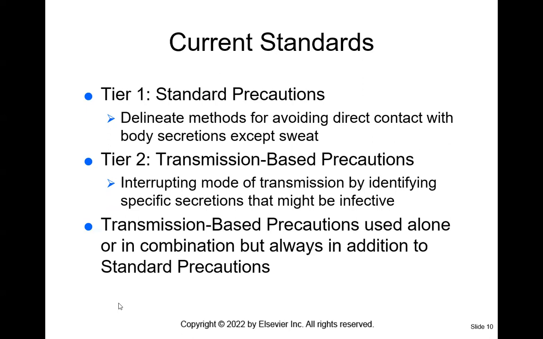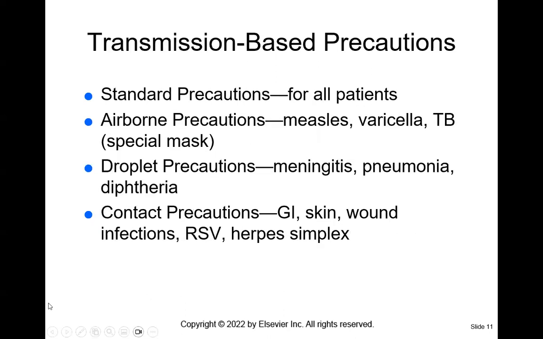Tier two, we are talking about transmission-based precautions. So we're going to break that chain or that cycle of infection by identifying specific secretions that might be infective. So if my patient has a wound on his leg that has MRSA, I'm going to implement contact precautions, specifically contact with that wound. And so I will be very careful of how I dispose of those old dressings, any old bandages for that wound, because I know they can be potentially infective, okay? Transmission-based precaution should always be used with standard precaution. Again, standard precaution is going to be used for every single patient, okay? So standard precautions used for every single patient.